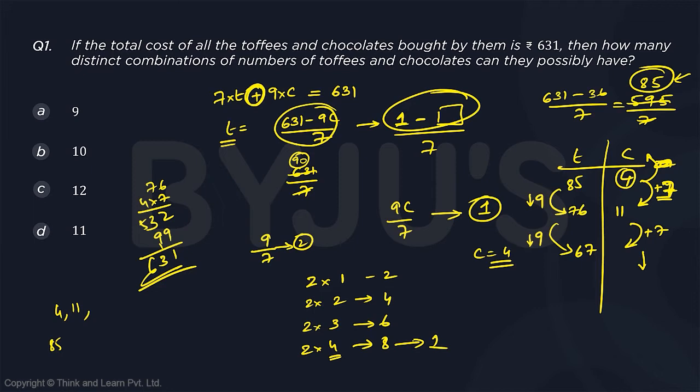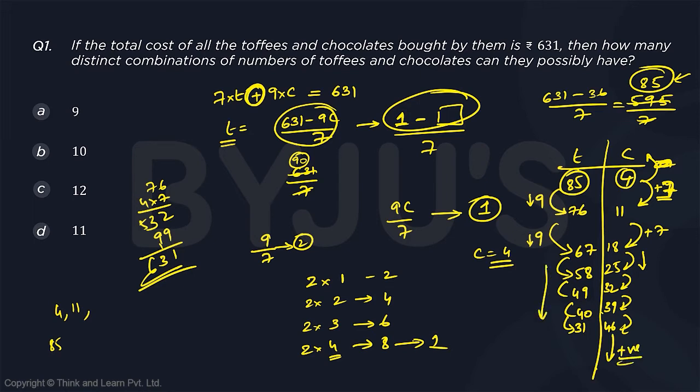Let me quickly write it down. In fact, next is 11 plus 7, which will become 18. Then 18 plus 7 will be 25, in which case 67 minus 9 will be 58. Then again by 7, 32, and by 9, 49. By 7, 39, by 9, 40. This will again increase by 7, so 39, 46. So this will decrease by 9, 31. So C will keep increasing on the positive side, no problem. This will keep continuing till T becomes negative.